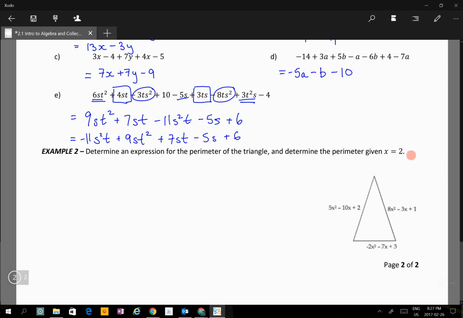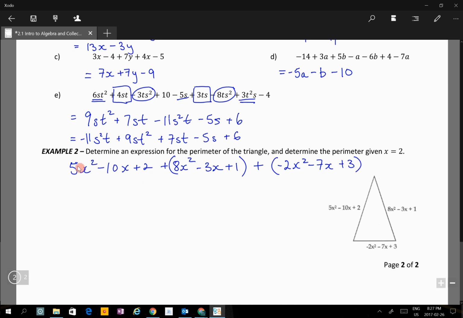So I'm going to have 5x squared minus 10x plus 2. Okay, that's this first one here. Then I'm going to add 8x squared minus 3x plus 1. I'm going to keep this in brackets for now because you're adding an entire side length. Okay, you've got to make sure the signs are obeyed. I'm going to be adding the third side, so negative 2x squared minus 7x plus 3.